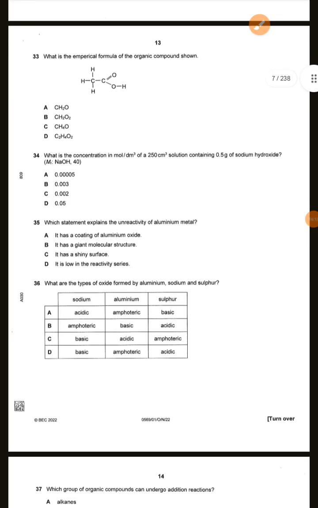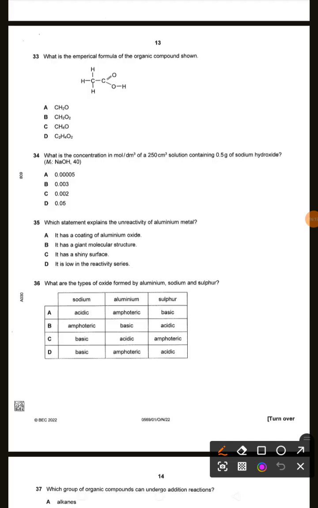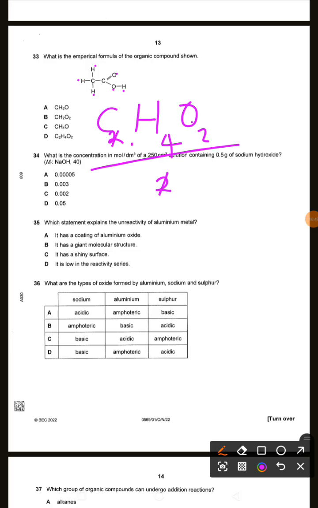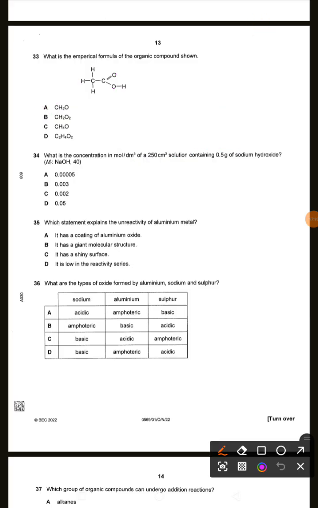Okay, number 33. What is the empirical formula of the organic compound there? Remember, empirical formula is a summarized or factored down molecular formula. So CHO, that's the general way of putting your carbon, hydrogen, and oxygen. Now we just count how many carbons we have. We have 2. How many hydrogens? 1, 2, 3, 4. And then oxygen 1, 2. Then we divide by a factor of 2, so you get C1, you don't have to write the 1, H2O1, just O. Then we identify our answer. Our answer is going to be A.